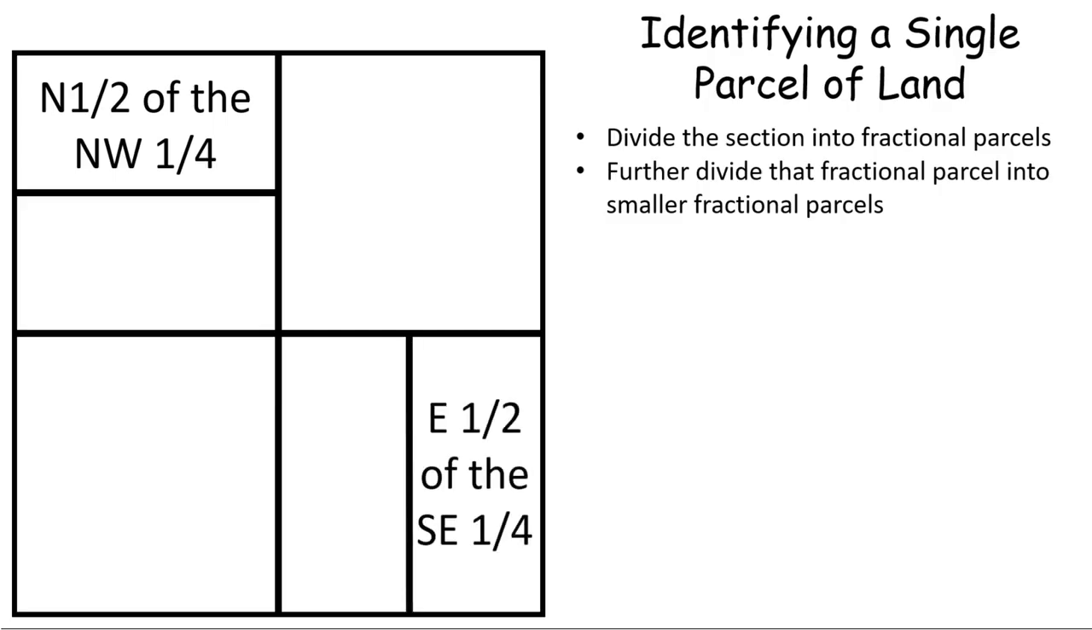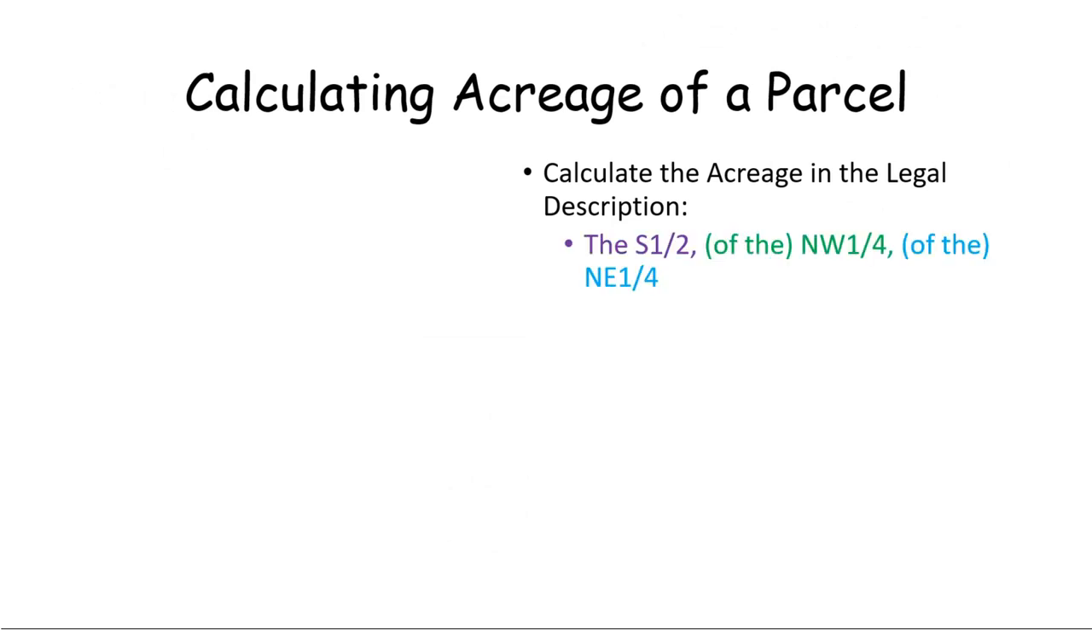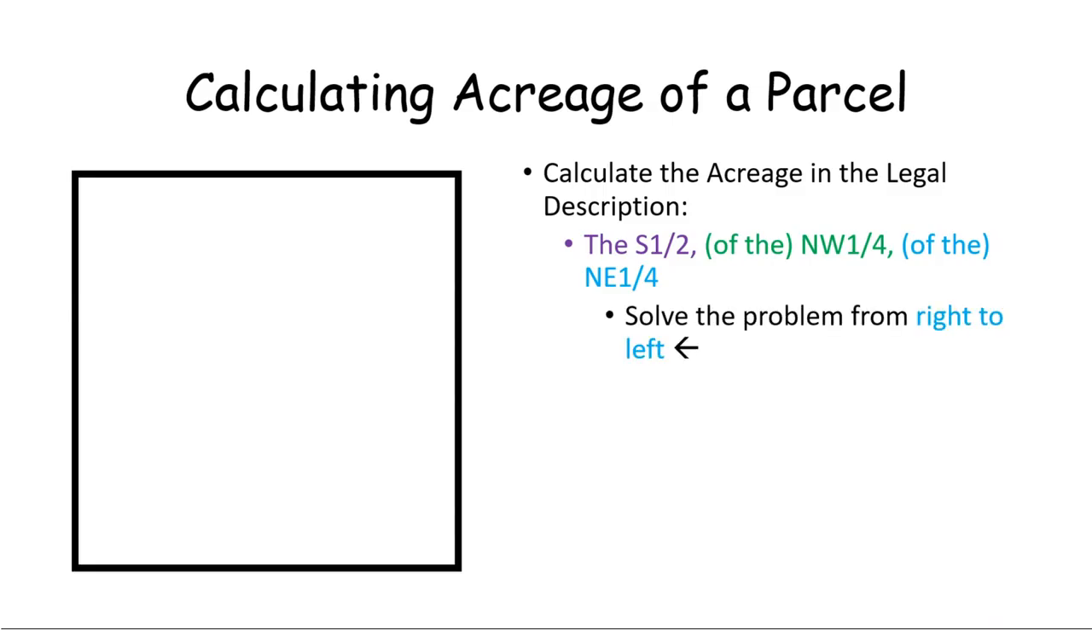This parcel that we're talking about here is the eastern half of the southeast 1/4. Now the fun begins. How do we calculate the acreage of these parcels? So we made up a random one here. We want you to calculate the acreage in the legal description recognized as the south half of the northwest 1/4 of the northeast 1/4.